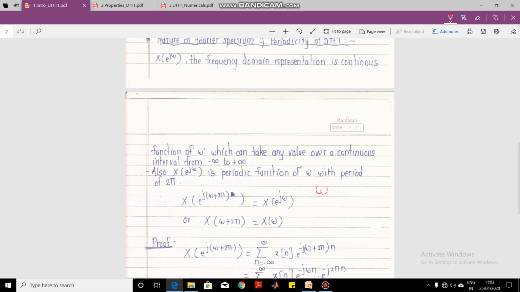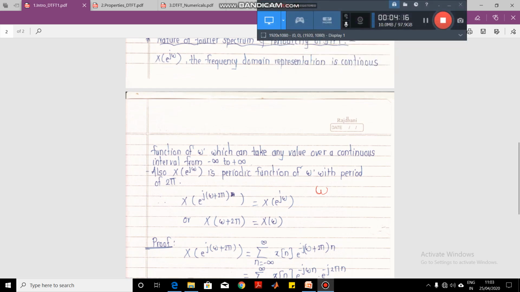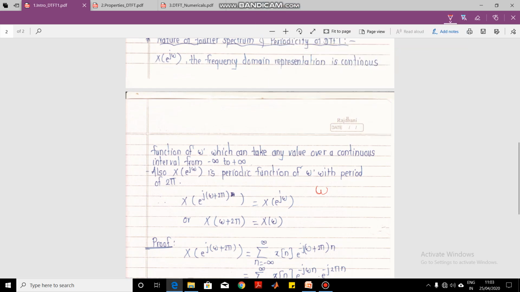Now, it exhibits a very important property called the periodicity property. What is meant by the periodicity property? It is that the spectrum we get from the DTFT, that is X(e^jω), repeats itself after an interval of 2π. So the nature of this spectrum is periodic.